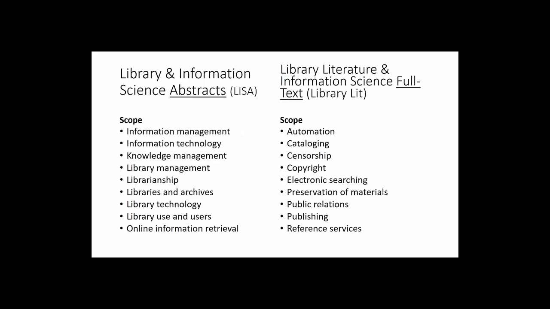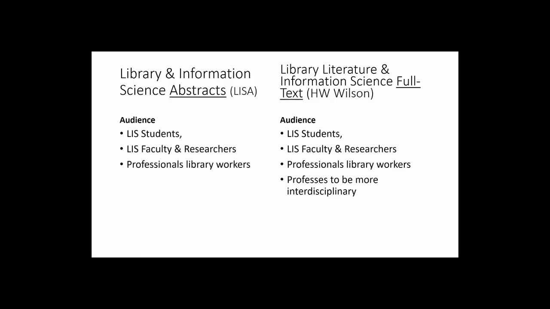The two databases we're looking at today are Library and Information Science Abstracts, or LISA for short, and Library Literature and Information Science Full Text, sometimes called Library Lit. Both databases cover a range of topics that are of interest to our community, such as technology, archiving, management, copyright, censorship, all kinds of good stuff. And both have about the same audience: library students, library staff, and other information professionals.